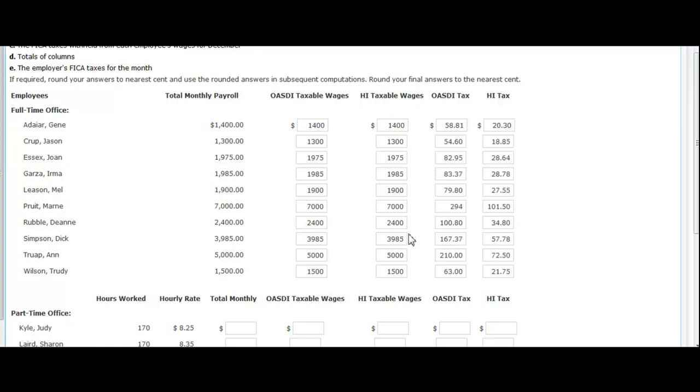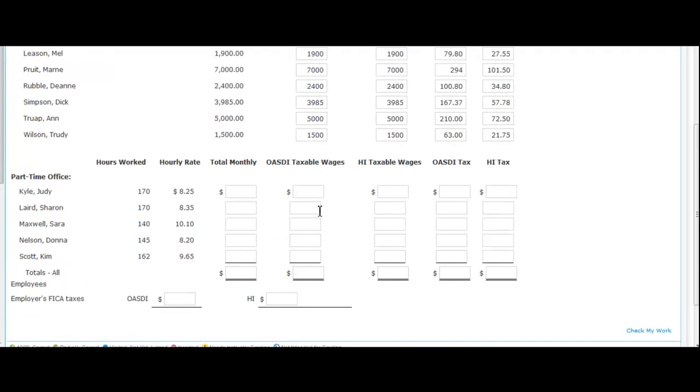Now that we have our full-time employees completely calculated based on 4.2% and 1.45%, it's time to look at our part-time employees. The first thing we have to do with our part-time employees is calculate their actual total monthly pay. We're going to take their total hours worked times their rate of pay. It says in the book that no one is paid overtime, so we'll simply take 170 times 8.25, 170 times 8.35, 140 times 10.10, and so on.